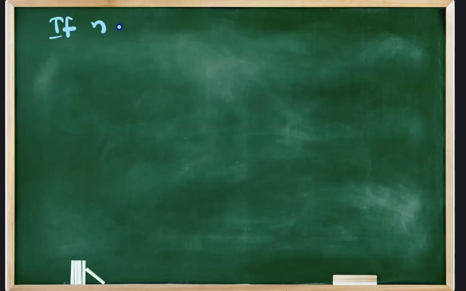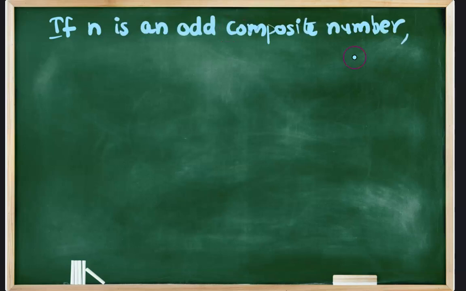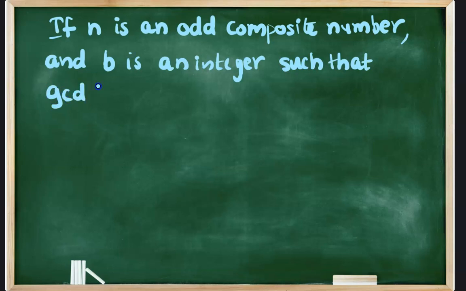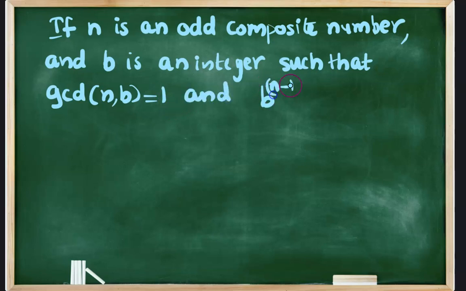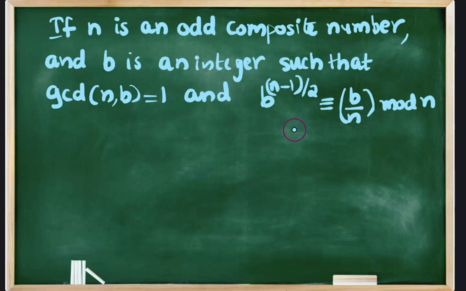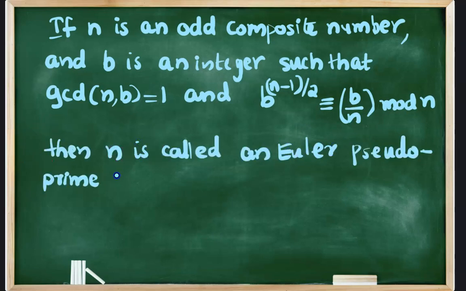If n is a composite number which is also odd, and if b is an integer such that GCD of n and b is equal to 1 and b raised to (n-1)/2 is congruent to the Jacobi symbol (b/n) modulo n, that is, if this condition is satisfied even though n is an odd composite number, then n is called an Euler pseudo prime to the base b.